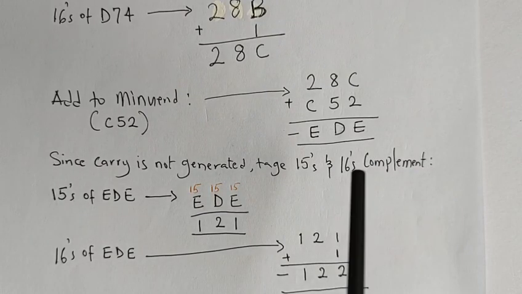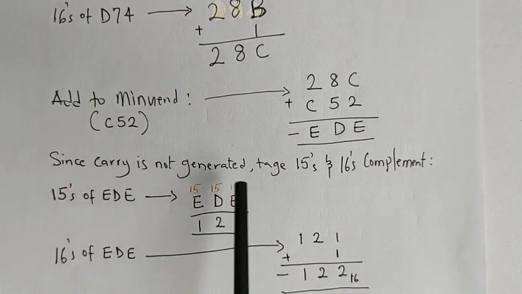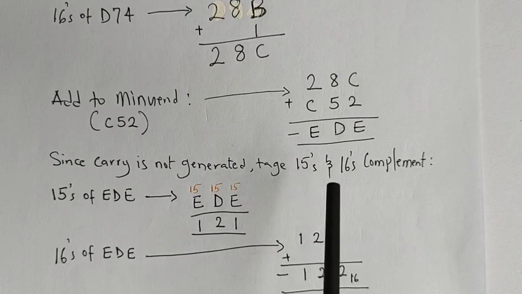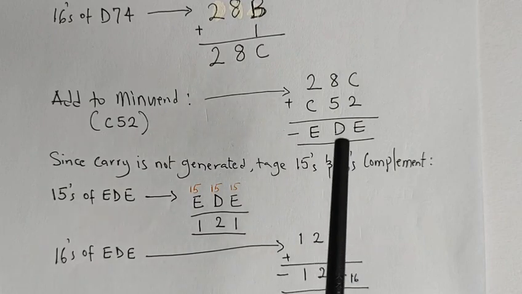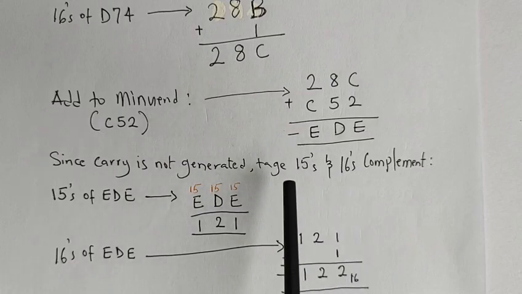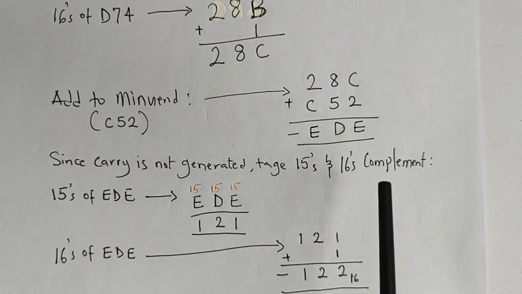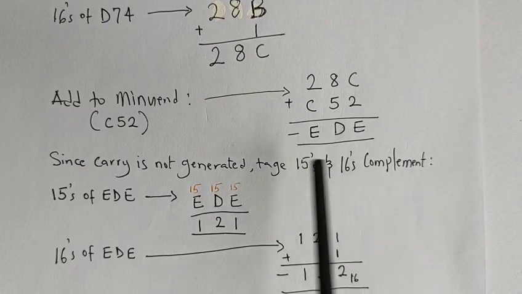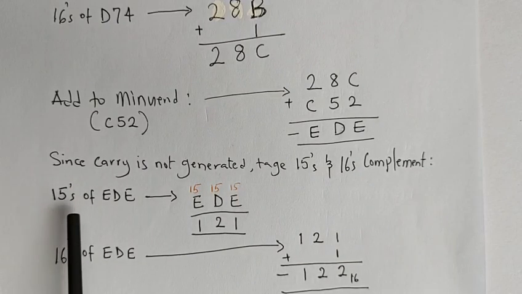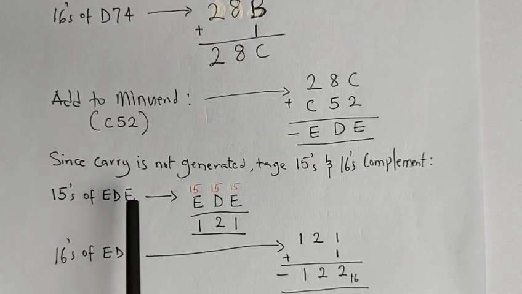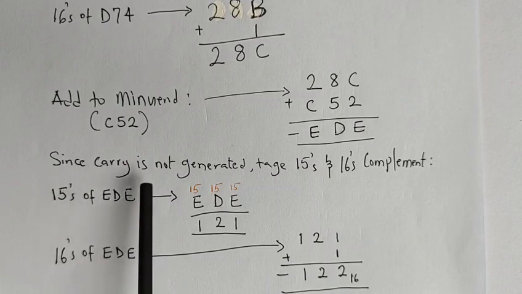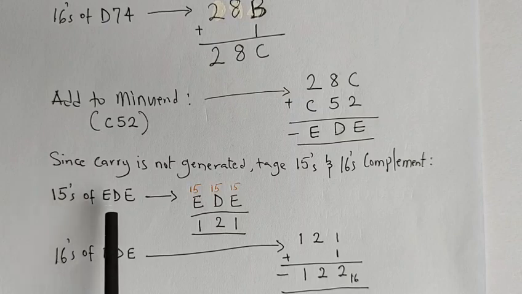So in this case, since carry is not generated, we need to take the 16th complement again. Now for you to take the 16th complement, we have to first take the 15th complement and also take the 16th complement. Alright, so in this case, we have to take the 15th complement of EDE, which means we need to subtract each and every digit in EDE from 15. Now let's go.